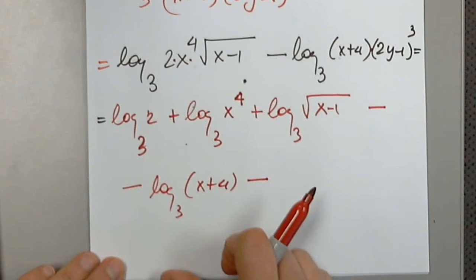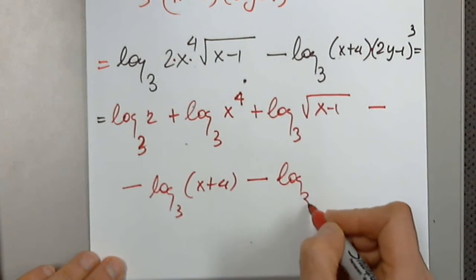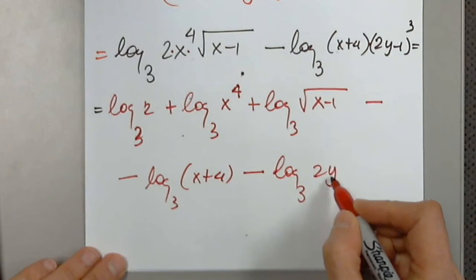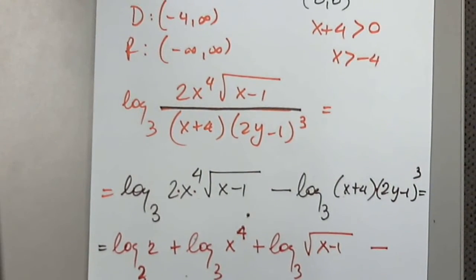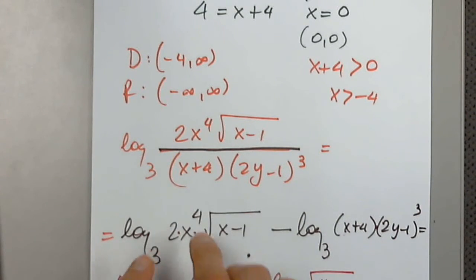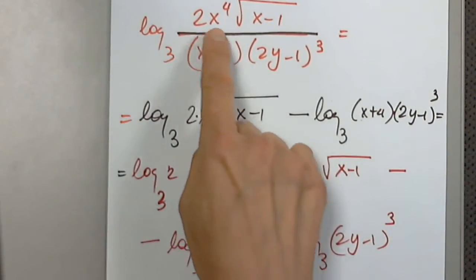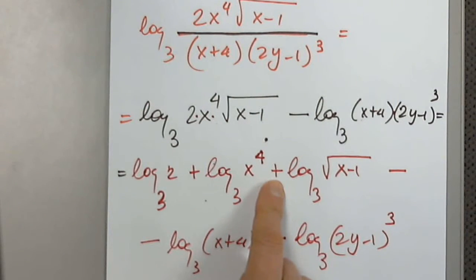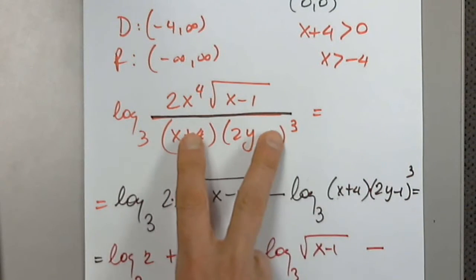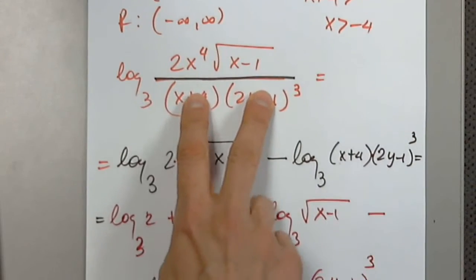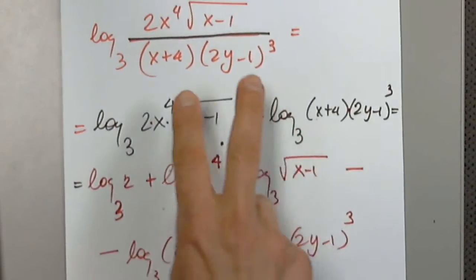Plus, you have to distribute. This will be a plus, but you have to distribute negative 1. Log base 3 of 2y minus 1 to the 3rd. So remember what we said at some point when we were addressing this. If a quantity is at the top, each quantity's log will have a positive in front. If a quantity is coming from the denominator of the log, both in this case have to have a minus in front because they come from the denominator.